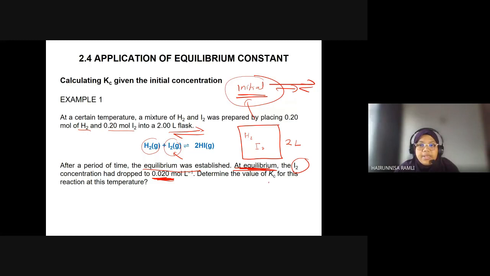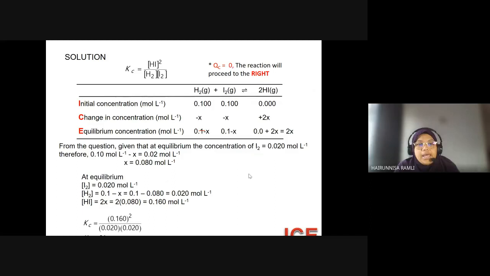So macam mana nak cari kan? So to solve this problem, that's why we will construct a table. So table tu lah kita panggil ice table. Okay. So normally, of course, kita akan start dulu dengan expression. So kita tahu Kc is always product over reactant. So yang ni you dah belajar sebelum ni kan? So you akan buatlah ni product ni kuasa 2 sebab koefisien dia 2 kan? Kuasa 2 over reactant. Okay.